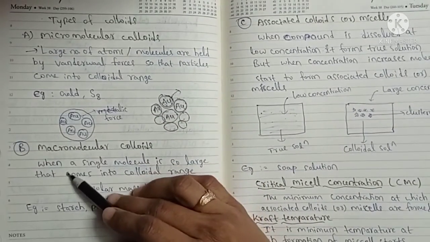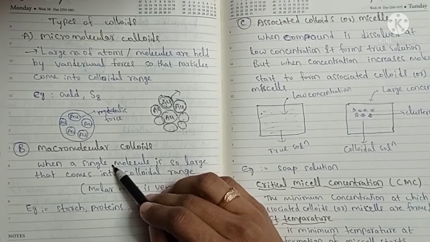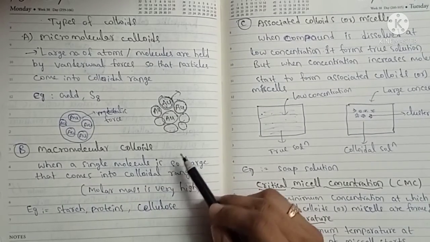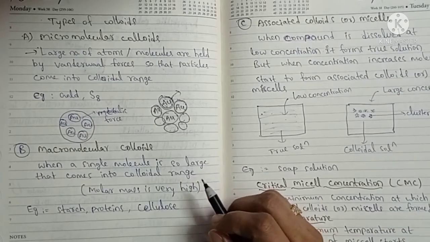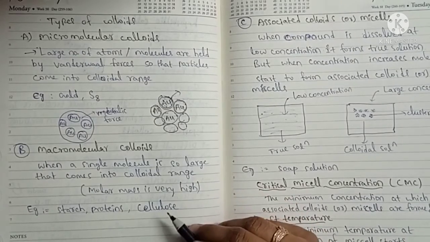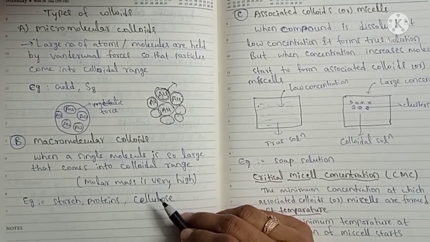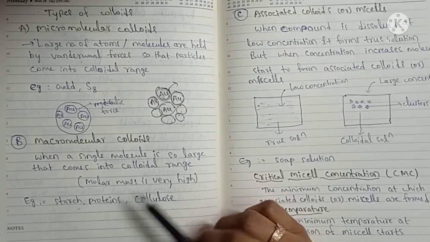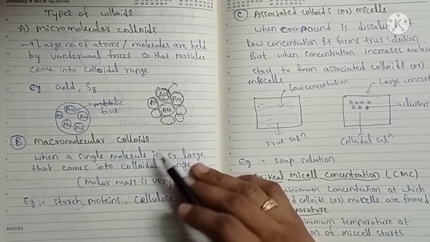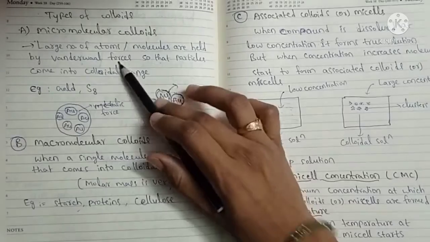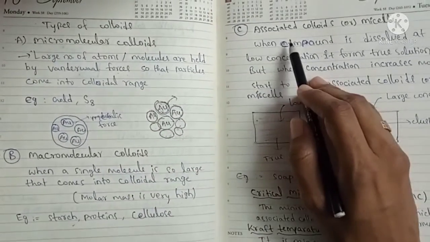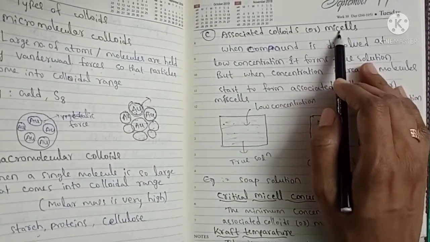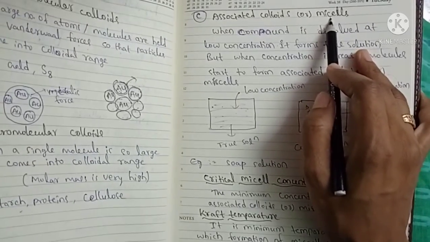Next, macromolecular: when a single molecule is so large that it comes into colloidal range, a single molecule has the size of colloidal range. For example, starch, proteins and cellulose. So these are the micromolecular and macromolecular colloids. Next, associated colloids. Associated colloids are called micelles.